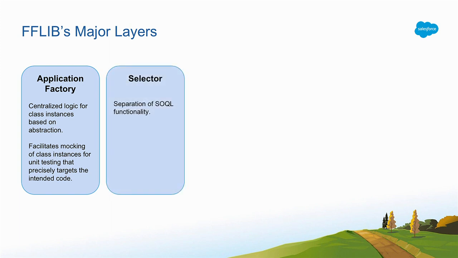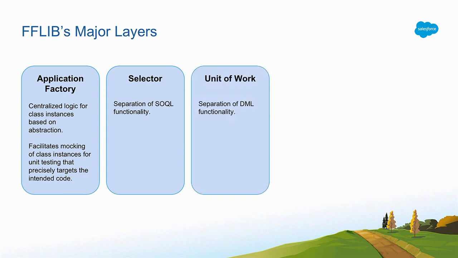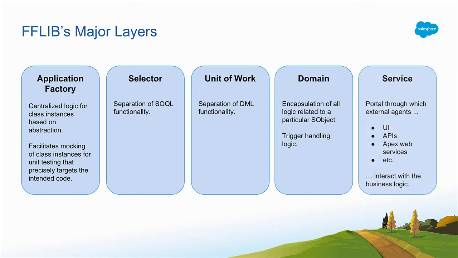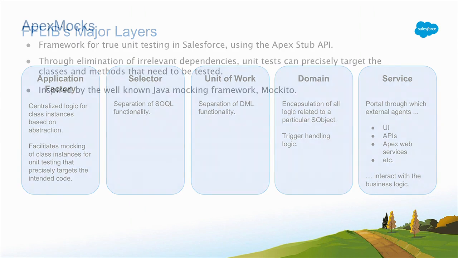It provides a selector pattern, which encapsulates our SOQL logic. It provides a unit of work pattern, which separates our DML operations. Domain functionality, which is an encapsulation of logic related to a particular S object and can also bring together the trigger handling functionality. And the last big item that it provides is a service layer, which is a portal through which many different users can get to your business logic. Layers like your UI, APIs, Apex Web Services, stuff of that nature.